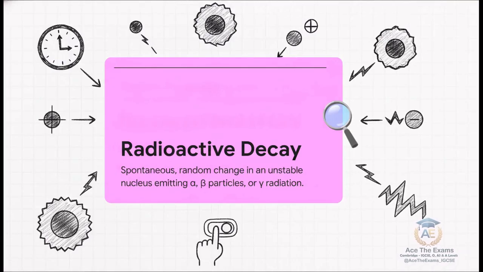All right, let's look at the baseline. Here is the precise, non-negotiable definition we are working with, straight from the syllabus. Radioactive decay is a spontaneous and random change in an unstable nucleus, resulting in the emission of alpha or beta particles and sometimes gamma radiation.